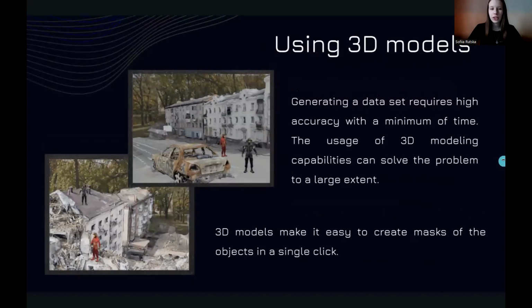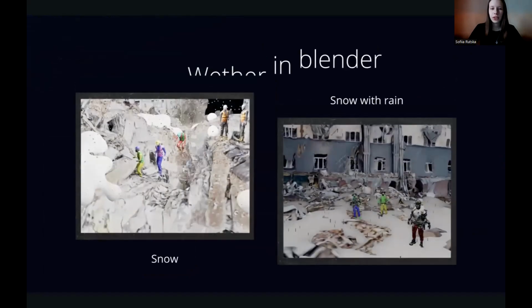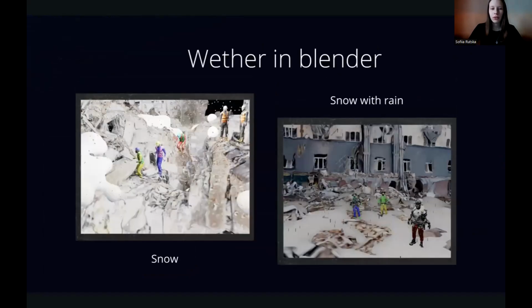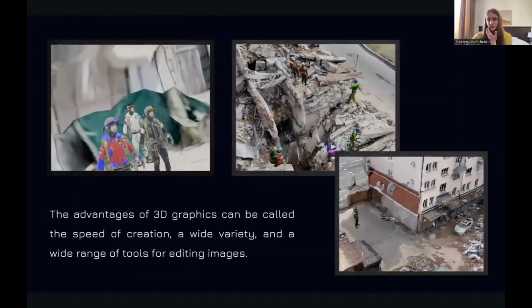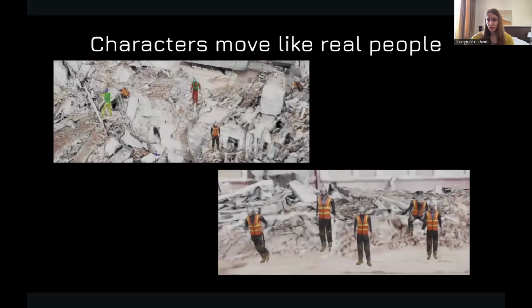In the process, we changed the appearance of the background in many ways. We added destroyed cars and houses to fully replicate the scene of the city photo. We added different weather conditions, such as rain and snow, which will eventually make up the complete scene. This project used Blender, professional free and open software for creating 3D computer graphics. 3D models also make it easy to create masks of the object in a single click. In Blender, it's possible to animate characters or different objects. You can see an example on the slide.